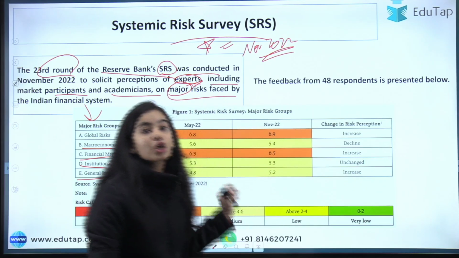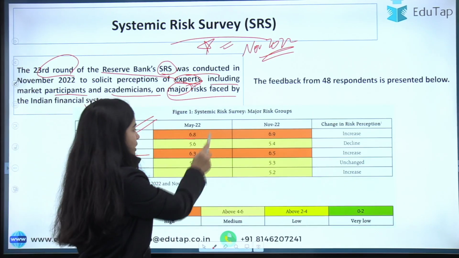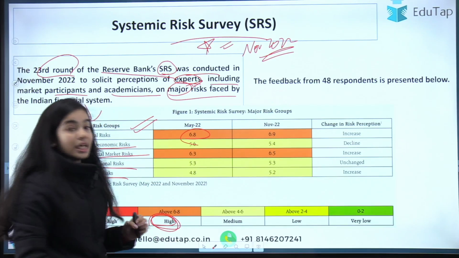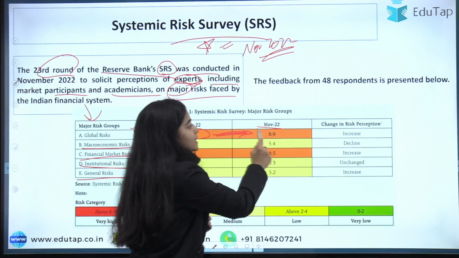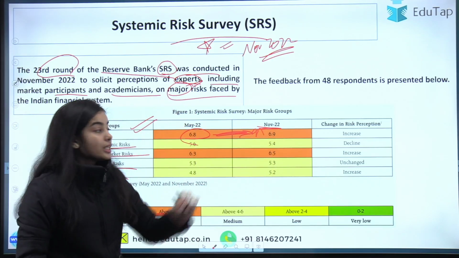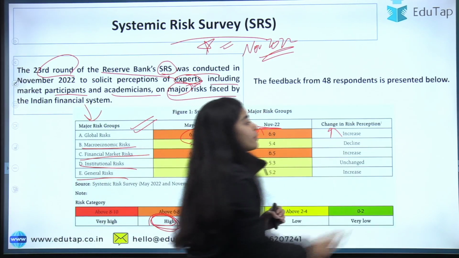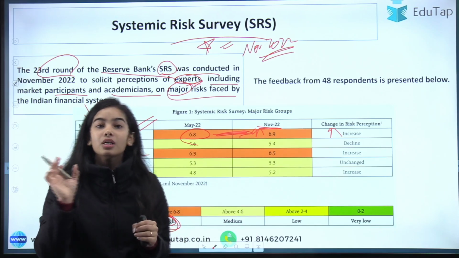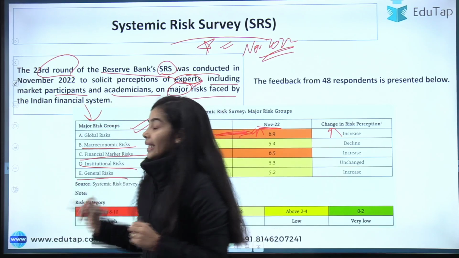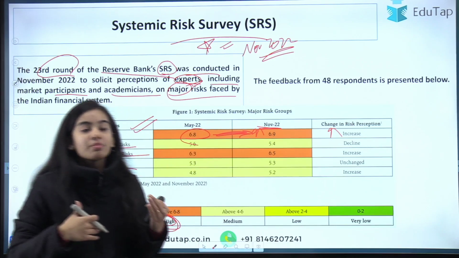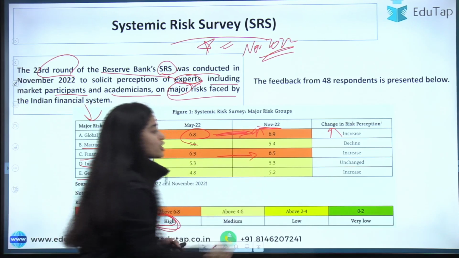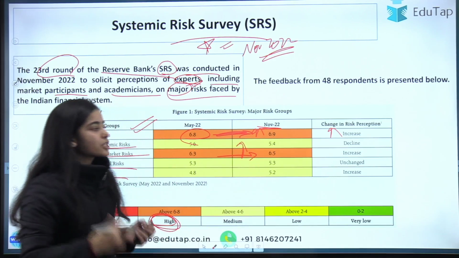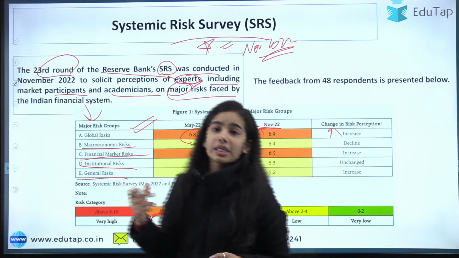Here you can see the global risk is in the high category. The major risk is coming from the global risk, and this has actually increased. The risk perception has increased, that the major risk will come from global risk only. Then the financial market risk: I have told you the financial market is very volatile, and that's why the risk from the financial market has also increased. This is what the respondents are telling us.